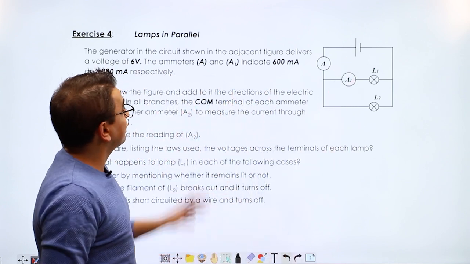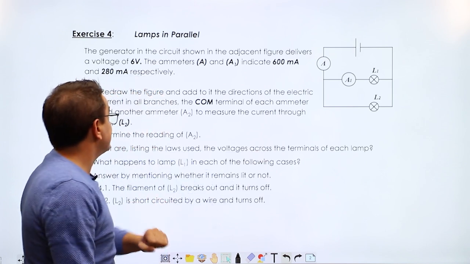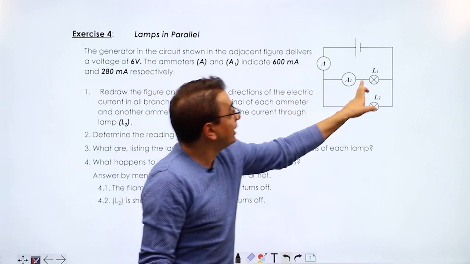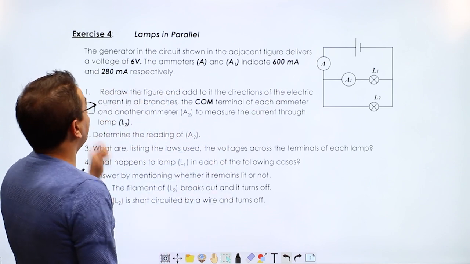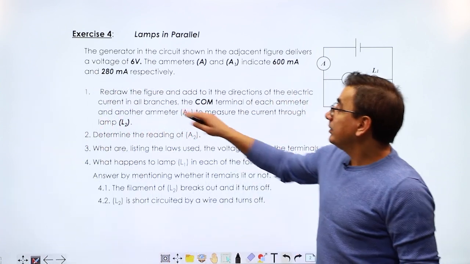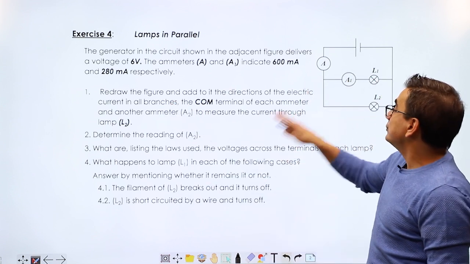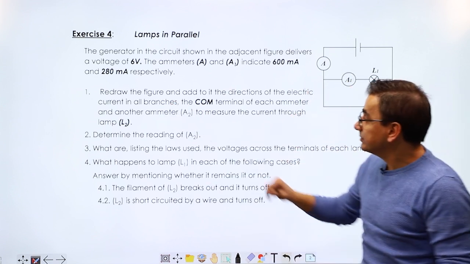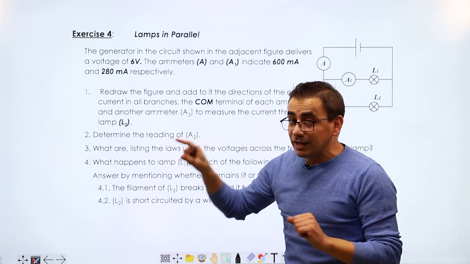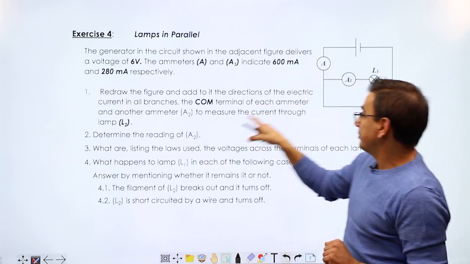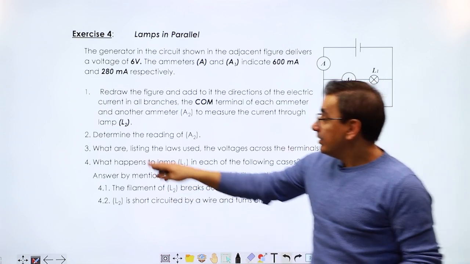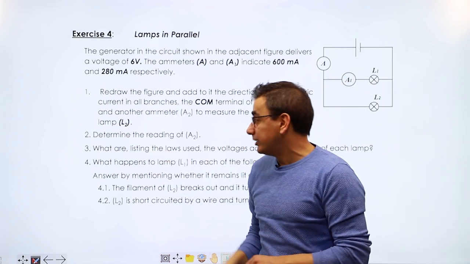The generator in the circuit shown in the adjacent figure delivers a voltage of 6 volts. The ammeters A and A1 indicate 600 milliamperes and 280 milliamperes respectively. Redraw the figure and add to it the directions of the electric current in all branches, the COM terminal of each ammeter, and another ammeter, A2, to measure the current through lamp L2. So we need to redraw this figure. Then determine the reading of ammeter A2.